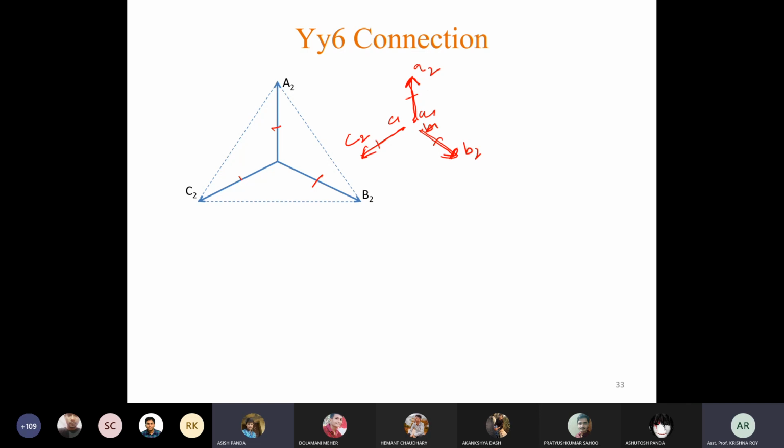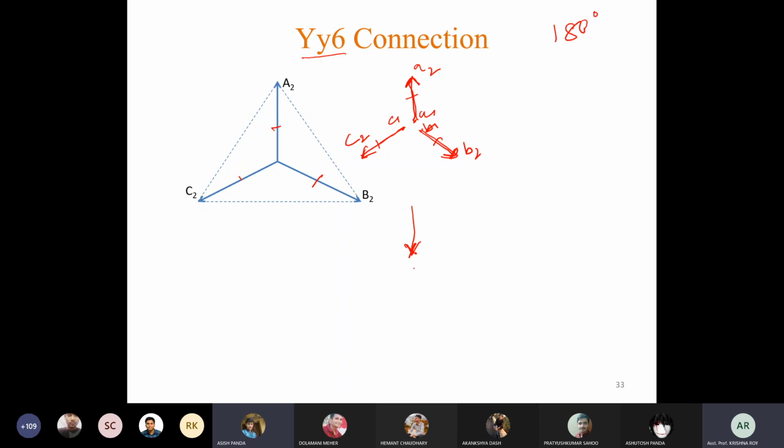Okay. Now, how to make this YY6, that means 180-degree phase shift? In that case, we have to reverse the direction of all the phases, which means we have to make the direction of this phasor in this way.